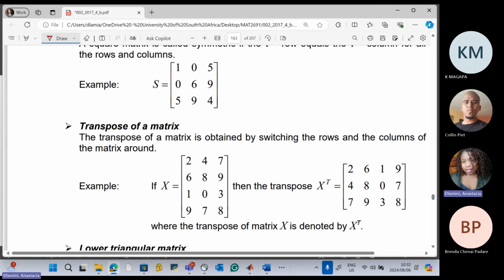Thank you. Now let's go to the transpose of a matrix. The transpose of a matrix is obtained by switching the rows and the columns of a matrix. Are we together there?